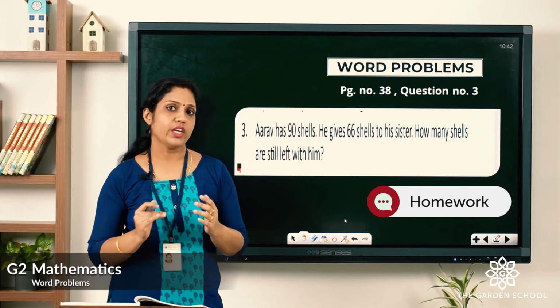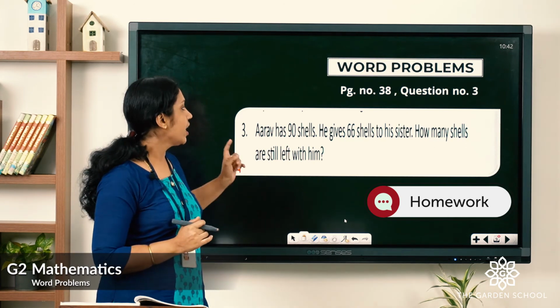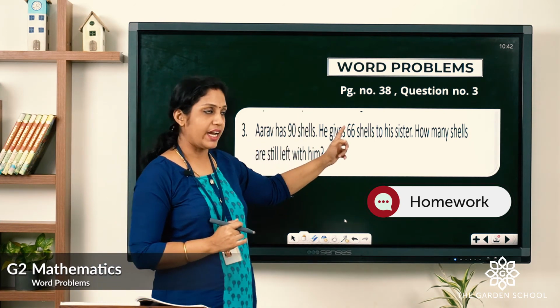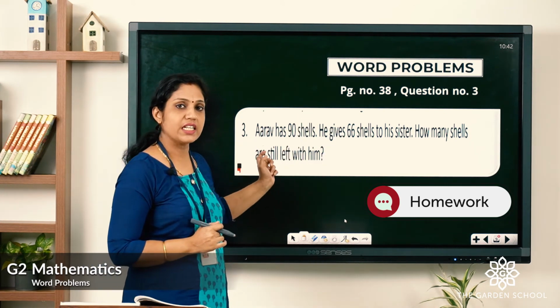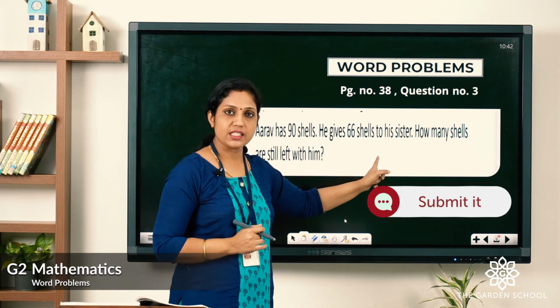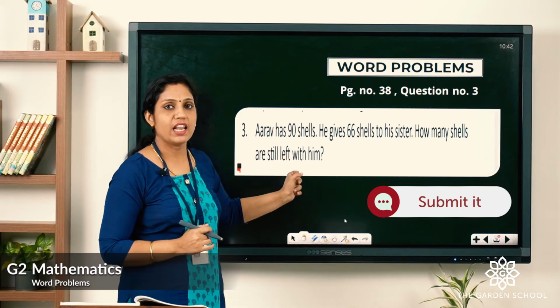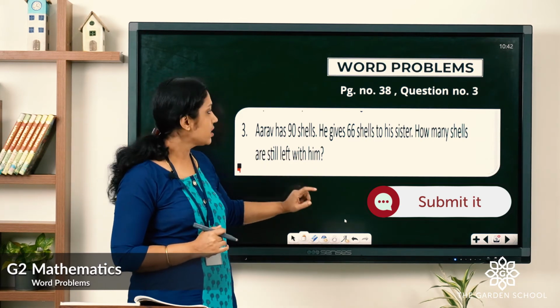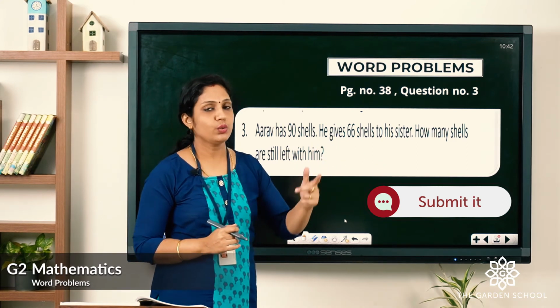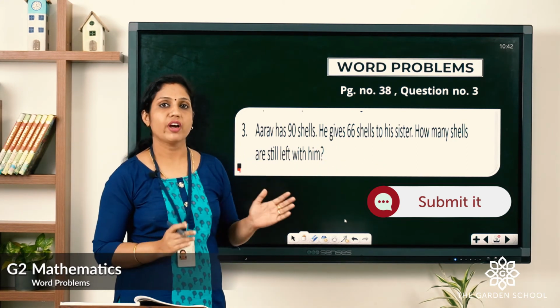For doing this, how can you write the step? We can write number of shells Arnav has is equal to 90. Number of shells Arnav gave to his sister is equal to 66. How many shells are left with Arnav? Is 90 minus 66. So do this as your homework and find out the answer.